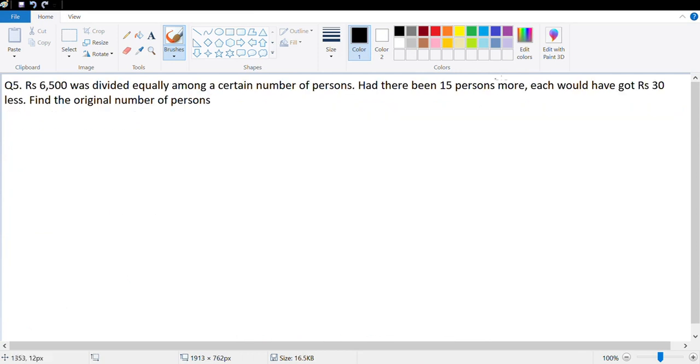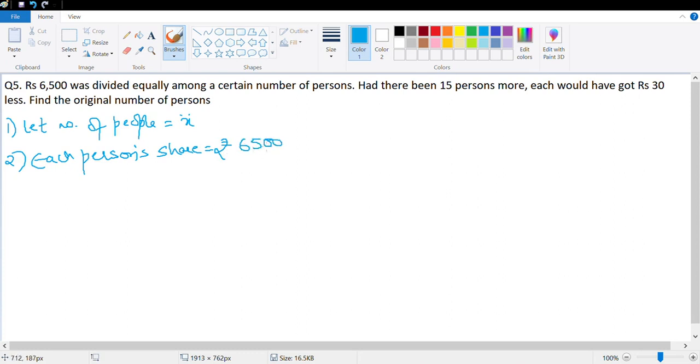The next one that we are doing is question number 5. It says rupees 6,500 was originally divided among a certain number of people. Okay, so let number of people be equal to x. Had there been 15 people more, each would have got rupees 30 less. So let's figure out what was each person's share. So each person's share initially would have been total money, which is 6,500, divided by total number of people, which in this case is X. Next, new number of people. Since we are increasing the number of people, now we have X plus 15.